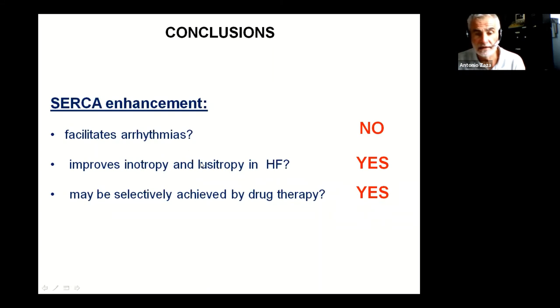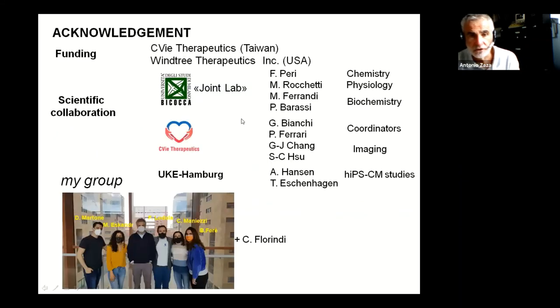And can SERCA enhancement be selectively achieved by drug therapy? Yes, we are on our way to obtain drugs that are clinically usable and can achieve that without requiring any gene transfection procedure or very expensive and difficult means. And with this, I conclude.